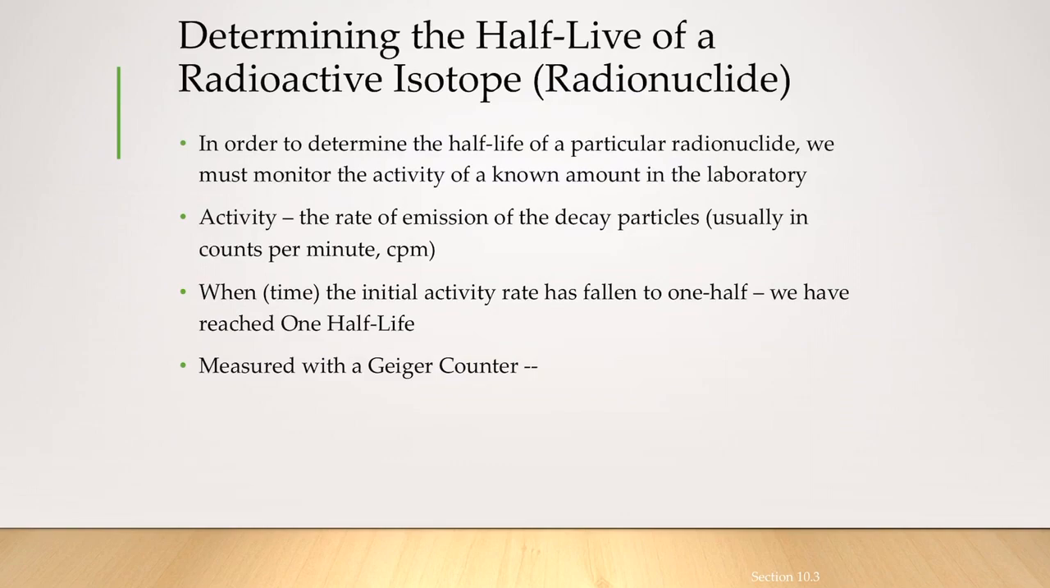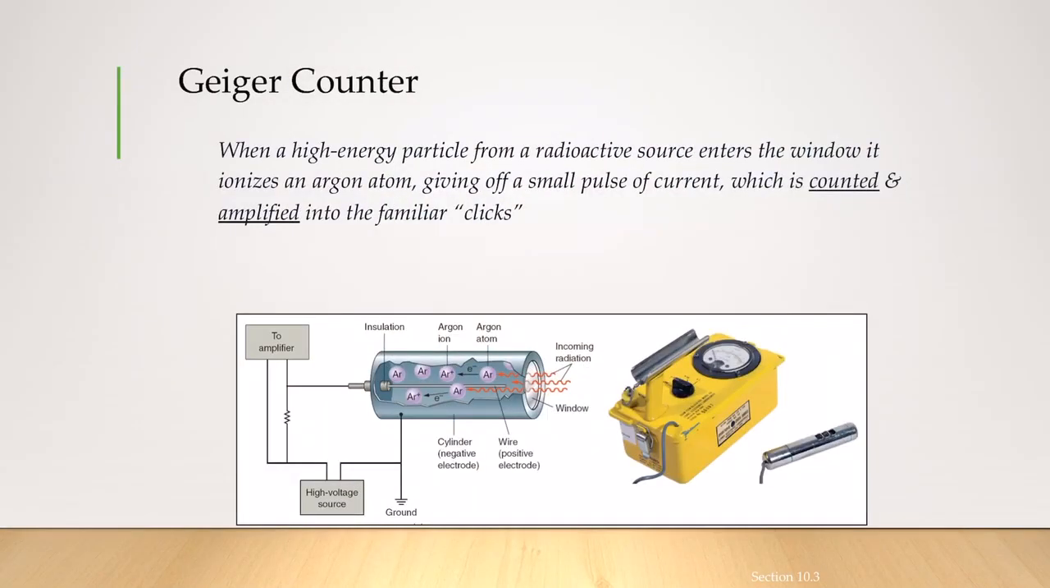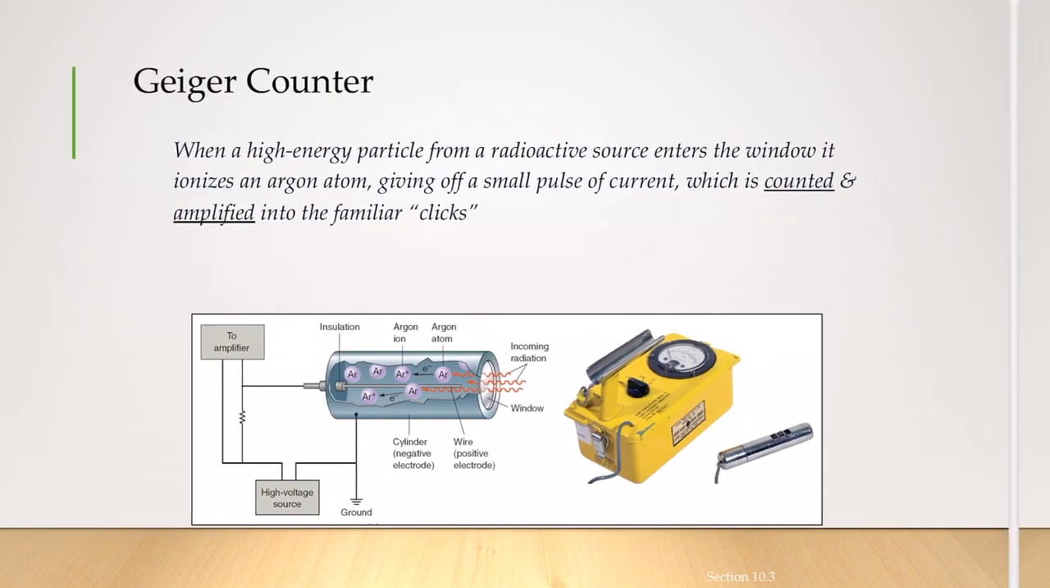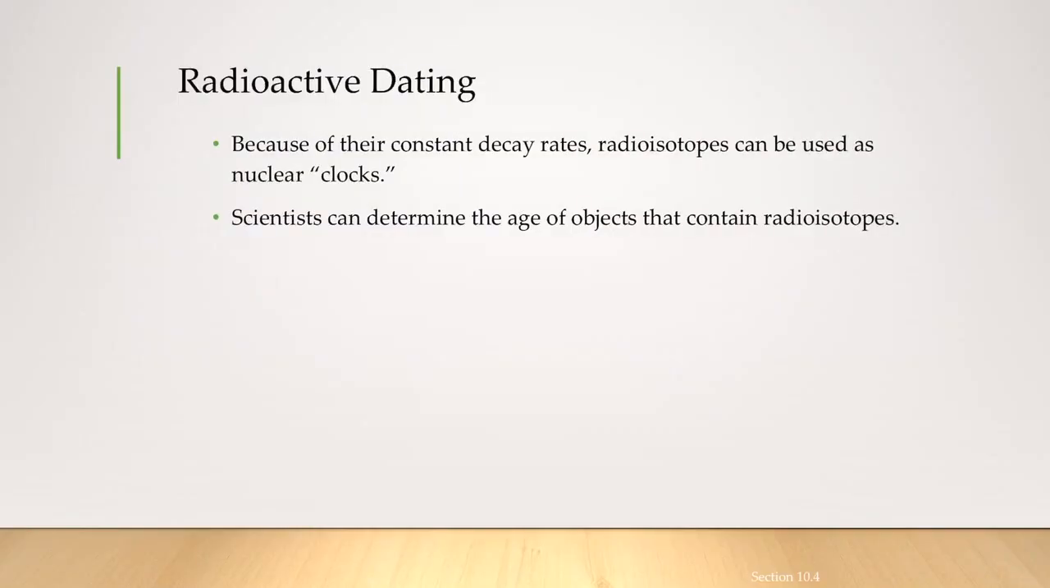Okay, now how do we actually determine the half-life of a radioactive isotope? It is through a Geiger counter. There is a machine called a Geiger counter. It is with that we'll always measure the half-life of the radioactive isotope, and this is how it looks. But I'm not going to go into the details of it. Probably I'll post a video for you guys to see.